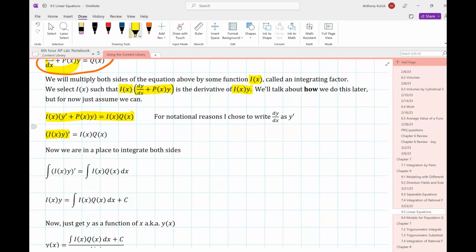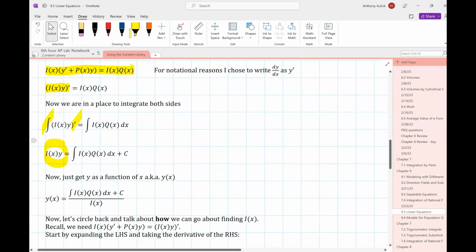Now when we integrate both sides, the integral cancels the derivative. So my left-hand side just becomes I of x times y. And we just divide both sides by our I of x. Notice that the right-hand side is all functions of x. So we are good to go. We've accomplished our goal. We were able to get the solution for that differential equation to tumble out.